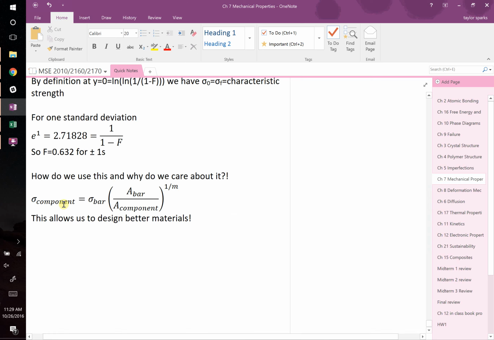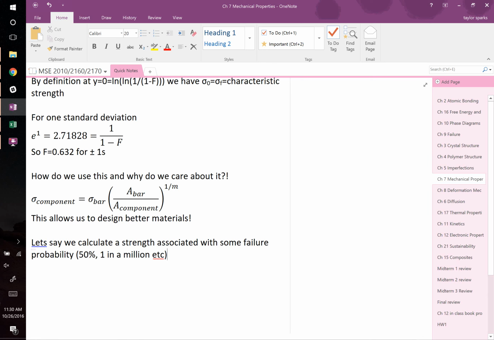Therefore, we have this handy expression. It says the strength at which a component will fail can be calculated from the strength at which a bar failed using the Weibull analysis, when you take into account the effective area of the bar divided by the effective area of the component, raised to the 1 over m value, where m is the Weibull modulus. What does that mean? Let's say we calculate a strength associated with some failure probability, 50%, 1 in a million, etc., right?